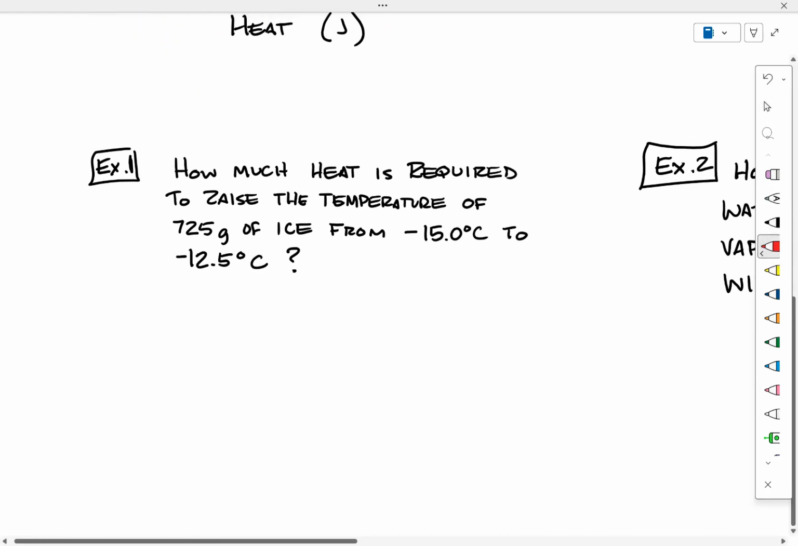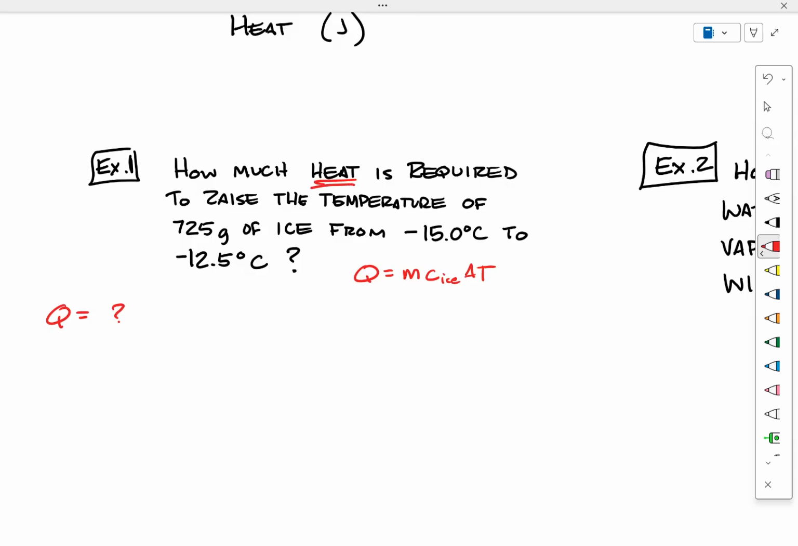Let's write down some variables. What do we know here? Again, we're using Q equals M C for ice delta T. So let's see if we know any of those variables. The Q is the variable we're looking for. That's the unknown, how much heat. We do have the mass here, so we'll write that down. M is equal to 725 grams.